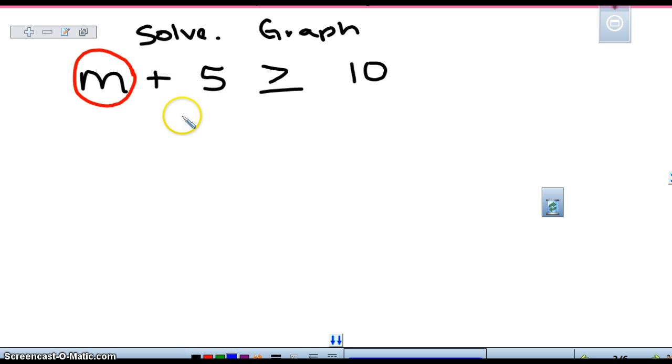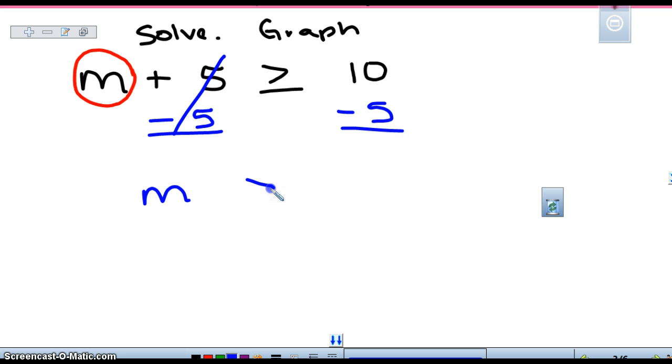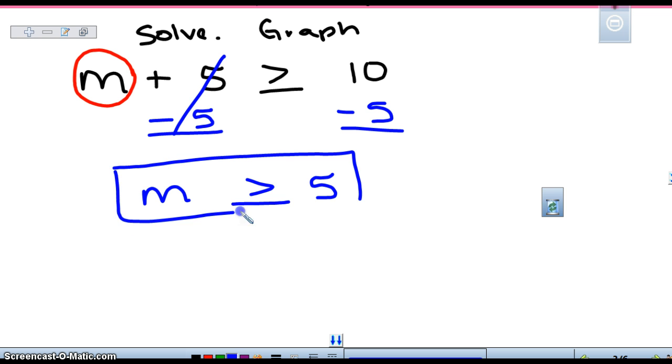We first use the inverse operation of plus 5, which would be -5. Step 2, what you do to one side, you do to the other. This means m is greater than or equal to 5. Now we're going to graph this.